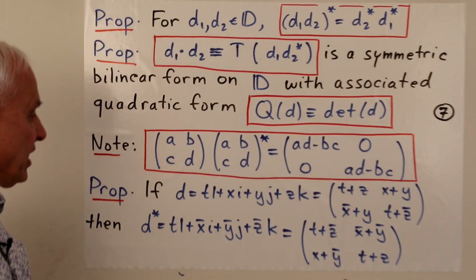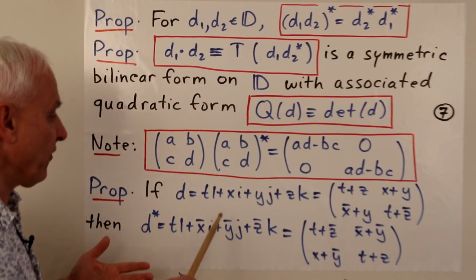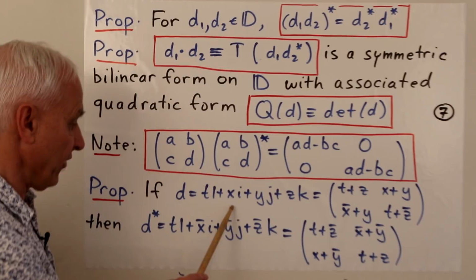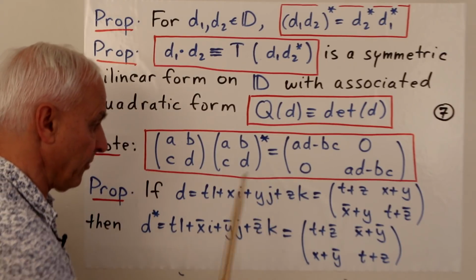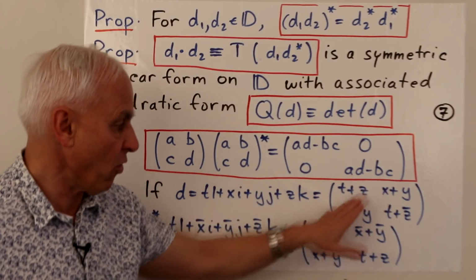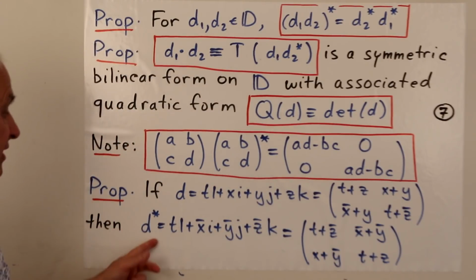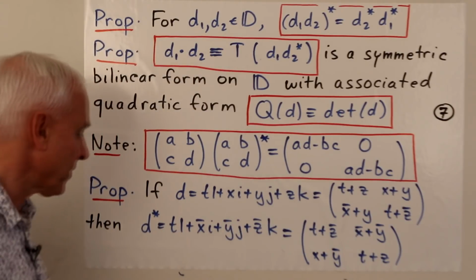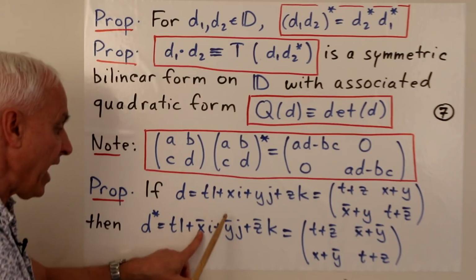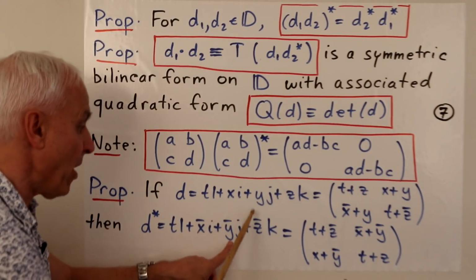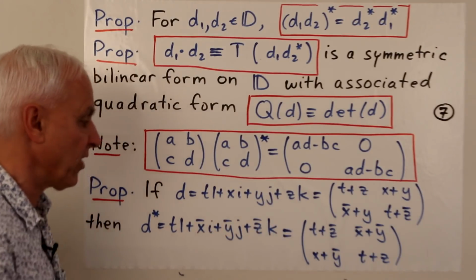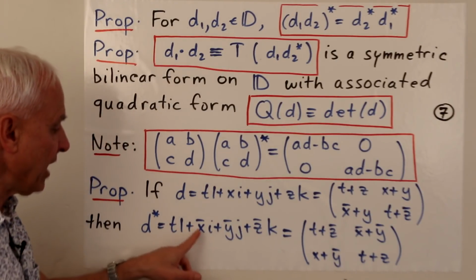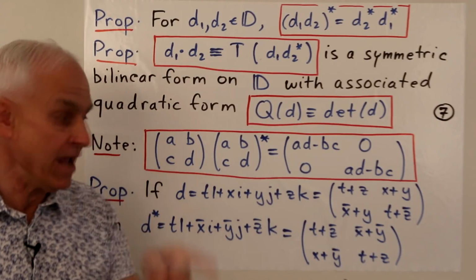So another proposition is what it actually looks like in terms of our preferred basis. If we take a dihedron of the form T times 1 plus X times I plus Y times J plus Z times K, which we've seen has this form as a 2x2 matrix, then its adjugate, D star, is T times 1 plus X bar times I plus Y bar times J plus Z bar times K. In other words, the T stays where it is, but the other three all get negated.